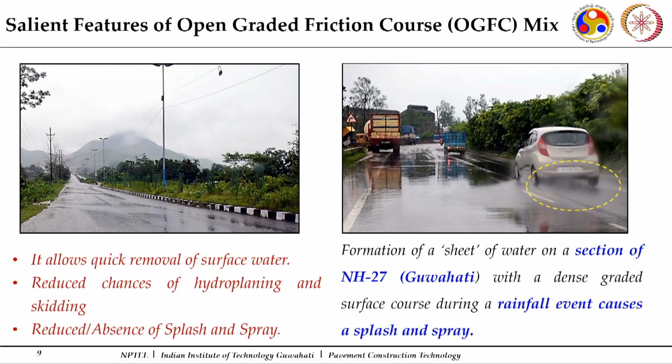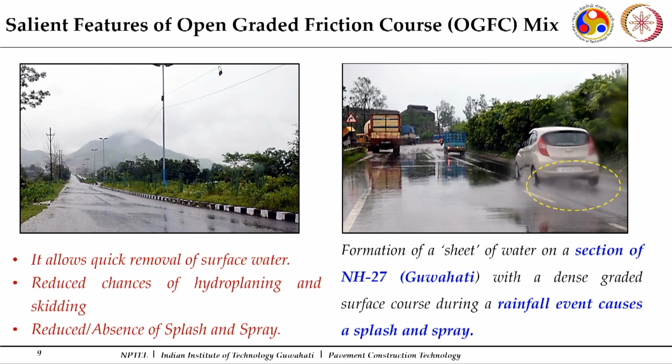And why these kinds of mixes are preferred or used in some specific places, especially they are preferred when you are having heavy rainfall regions. Now, see, this is an example. This is a 4-lane divided carriageway. You can see this is a 2-lane having a paved shoulder along with it.